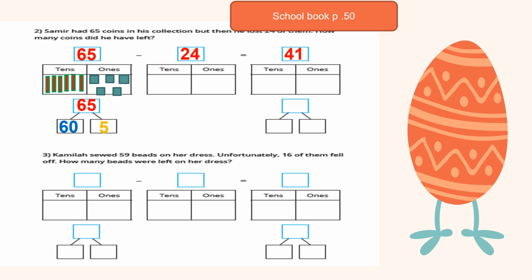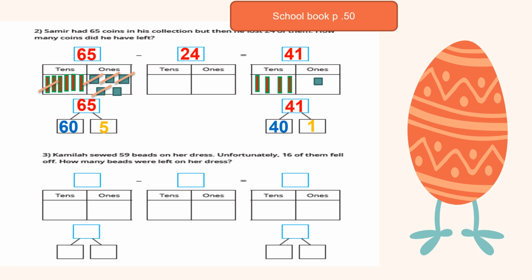65 minus 24. So we will cancel 4 small squares and 2 sticks. So the remainder, it will be 4 sticks and 1 small square. Let's decompose 41. 40 plus 1.